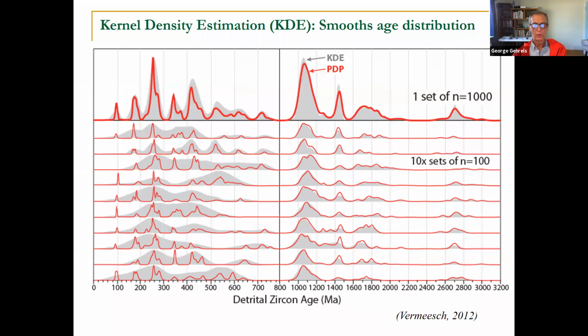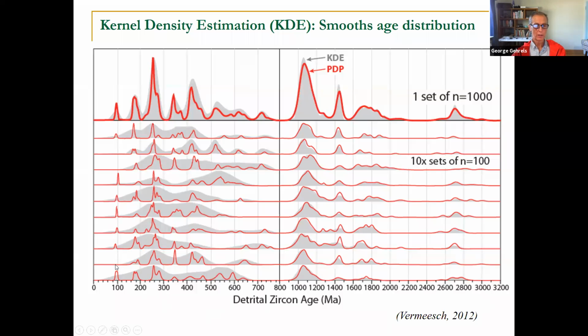Do you actually want to report your PDP curves? These are the individual ages that are measured for a sample. And what we've done to show this, we've taken a sample and we've done 10 sets of 100 measurements. And so you would hope that each of those 10 measured sets would look exactly the same, right? But they don't. So here's the age distribution from 1.